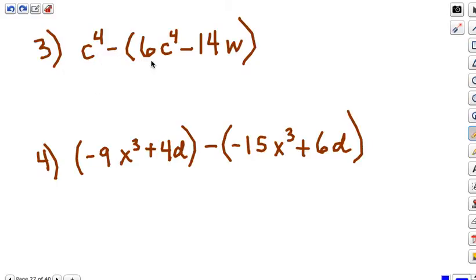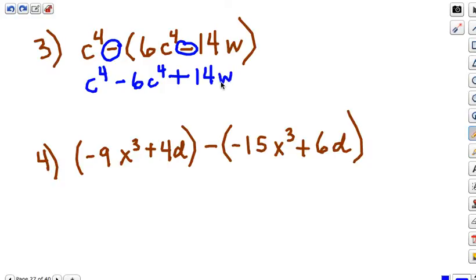c to the fourth minus 6c to the fourth minus 14w. So again, we just need to make sure to distribute that subtraction to both terms in the binomial. So c to the fourth minus 6c to the fourth. Here we have minus a negative. Okay, or we can think of it as those are going to cancel one another out, and we can just make it plus because we have a minus negative there. So it's going to be plus 14w.